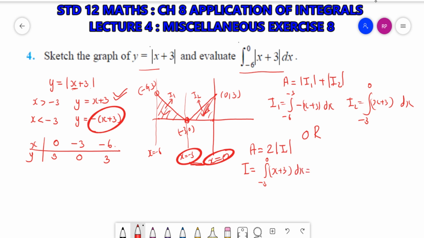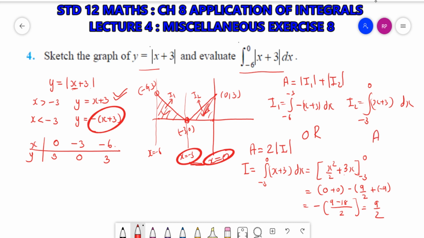So it will be integration of x, that is x square by 2, integration of 3, that is 3x. And this will be from minus 3 to 0. So putting the value for 0, plus 0, minus 3 square, that is 9 by 2, plus 3 into minus 3, that is minus 9. This will be equal to minus 2, 9 minus 18. So this will be minus 9 by 2 and minus will be plus 9 by 2. The corresponding area A is equal to twice modulus of 9 by 2. So that will be equal to 9 square unit.